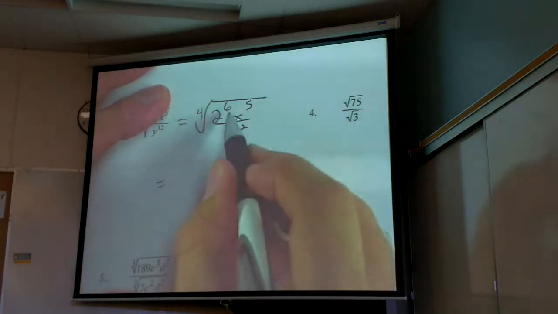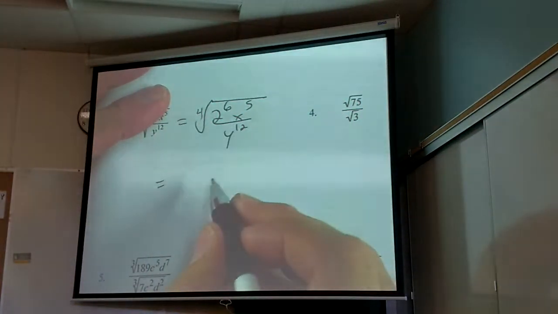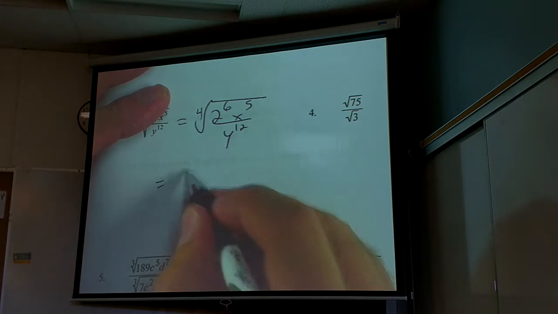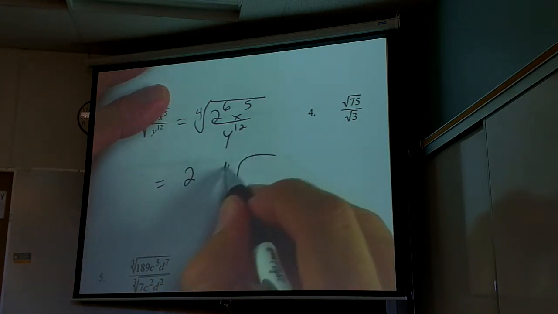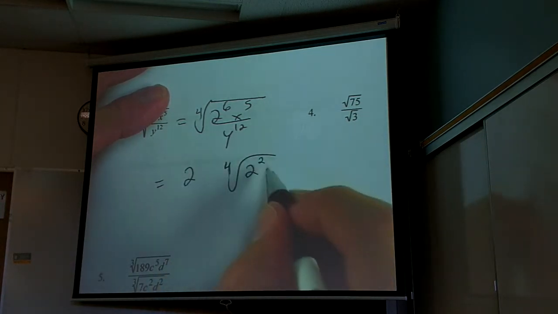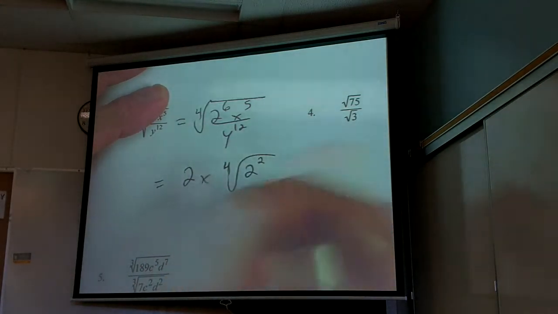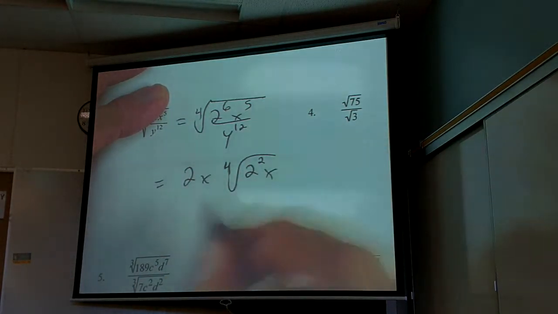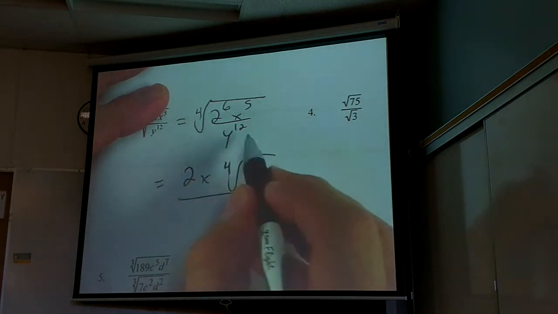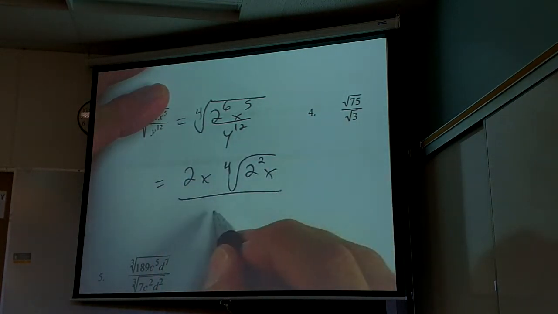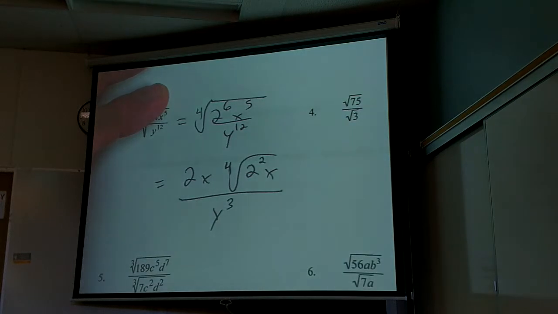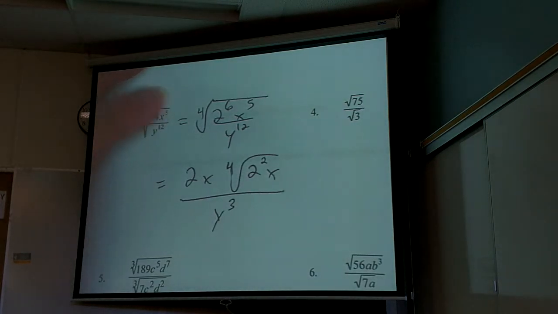So 4 goes into 6 once with 2 left over. 4 goes into 5 once with 1 left over. And on the bottom, 4 goes into 12 3 times with none left over, right?